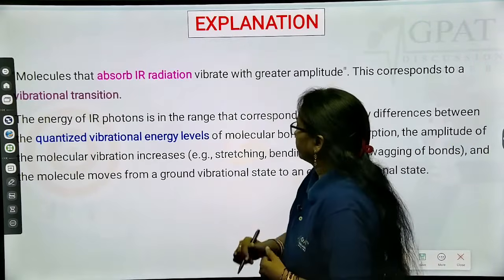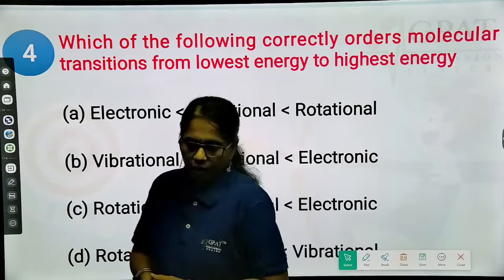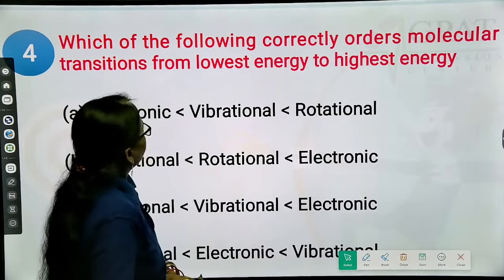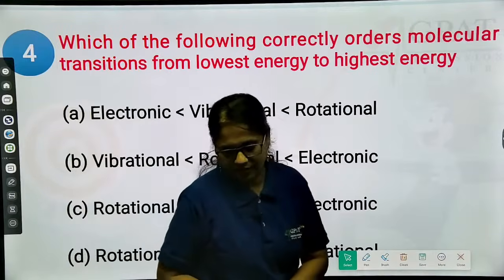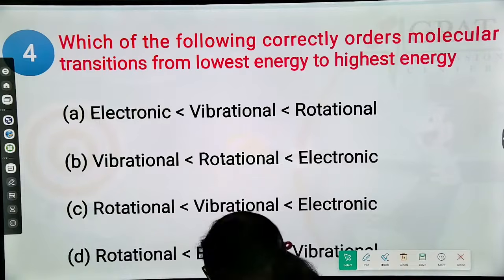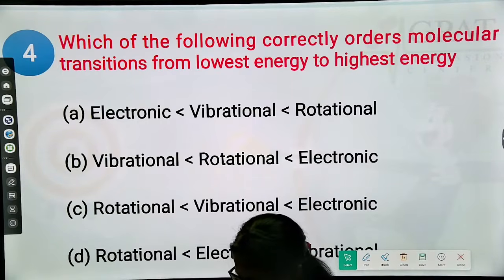Next, the fourth one. Which of the following correctly orders molecular transitions from lowest energy to the highest energy? That means from the lowest to the highest energy.